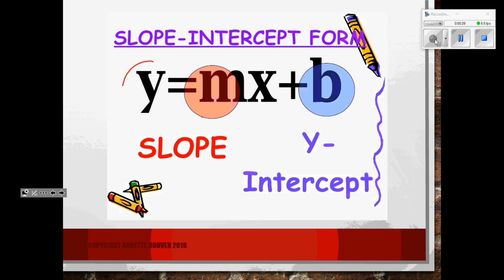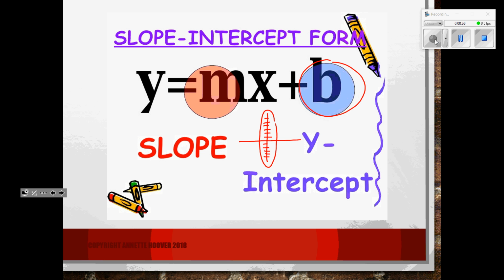So when you look at the x and the y right here, these are going to be the numbers for an ordered pair. The m right here stands for the slope. And if you know the slope of a line, it's going to help you to be able to graph it. And the b here at the end of the equation stands for the y-intercept. That means when you have a grid, where does it cross the y-axis?